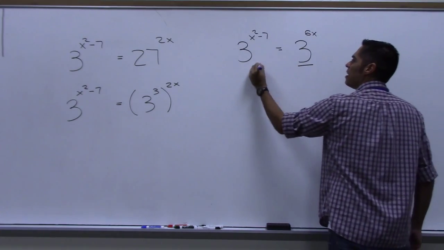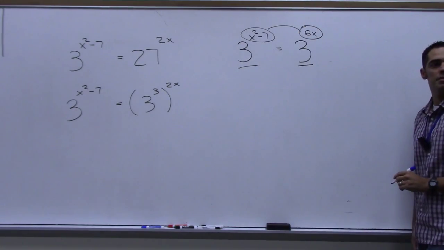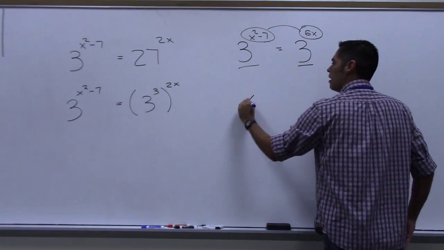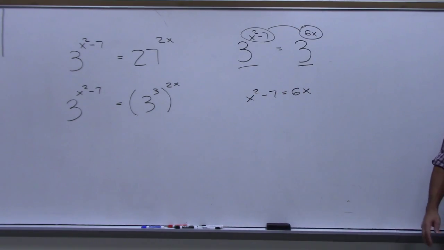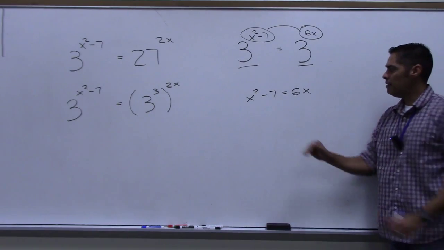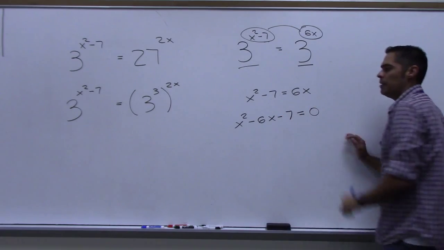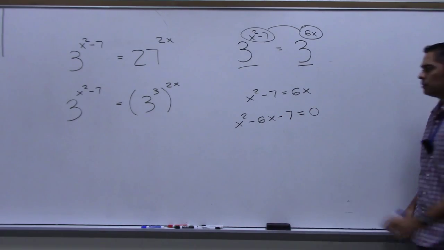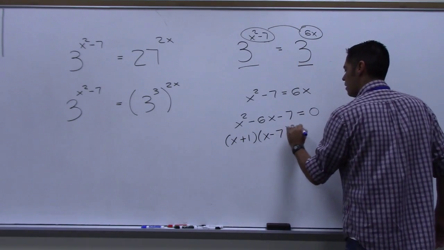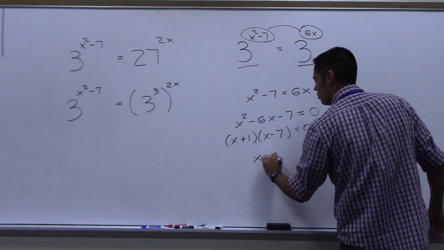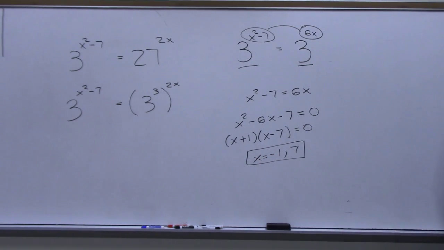And since these both have the same base now, you just need to get the exponents to match, right? Make those equal to each other. So you let x squared minus 7 be equal to 6x, and that's a quadratic equation. And you move everything to one side, put it in descending order. That way you can factor it. And that's a pretty easy one to factor. Plus 1 and minus 7. So your two solutions, -1 and positive 7. Okay?